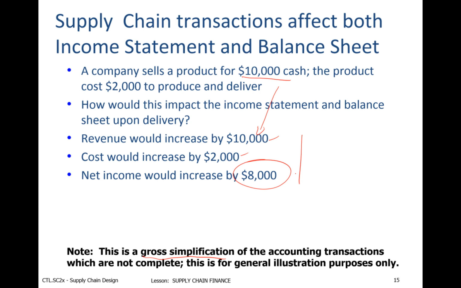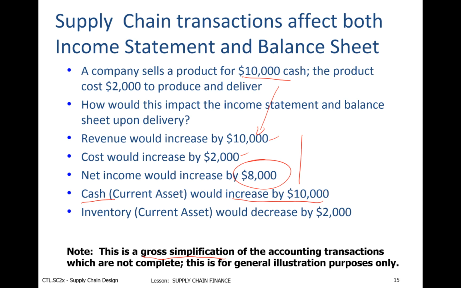Let's talk about the balance sheet impacts. Well, because we've sold the product and we receive cash immediately, our current asset of cash would increase by $10,000. Our inventory, or our current asset, would decrease by $2,000. Okay, so let's talk about this. Our current assets include cash and inventory, and one of those items, when we take it out, had a cost associated of $2,000. Well, that's what we take out. We remove that inventory, we remove that value of $2,000.